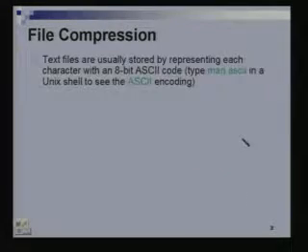So, what is file compression? Text is usually stored as bits in your computer, right. And what is typically done is that for each character you have what is called an ASCII code. If you were to go into a Unix shell and type man ASCII, that will give you the ASCII code for all the various characters. The ASCII code is an 8-bit code, which means that every character is stored as 8 bits. Okay.